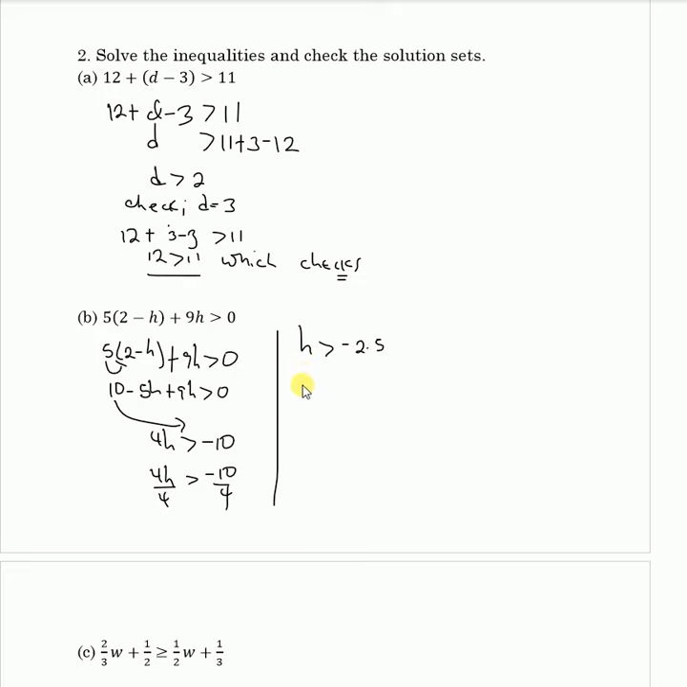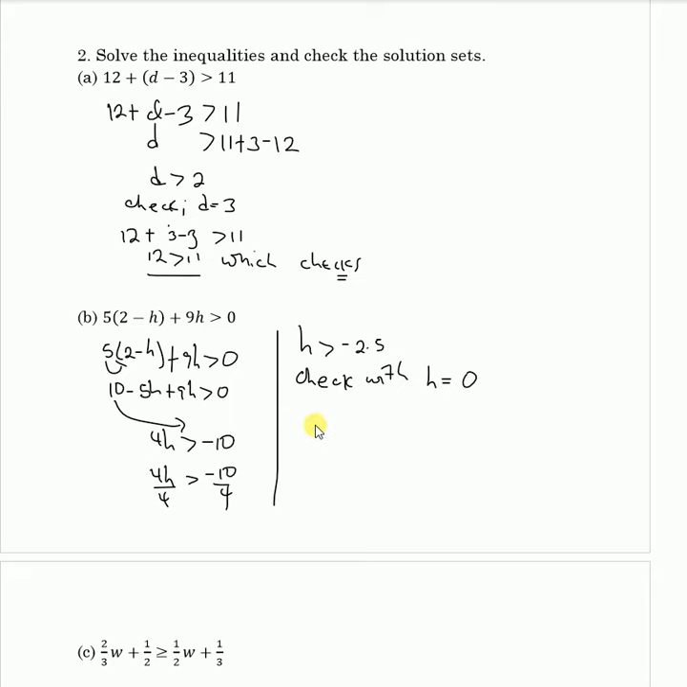So we shall say check with any number greater than negative 2.5. Let us check with h equal to, let us use negative 3, because negative, not negative 3, please. Let us check with h equal to 0. I prefer using this 0, because 0 is greater than negative 2.5. So we can use it.